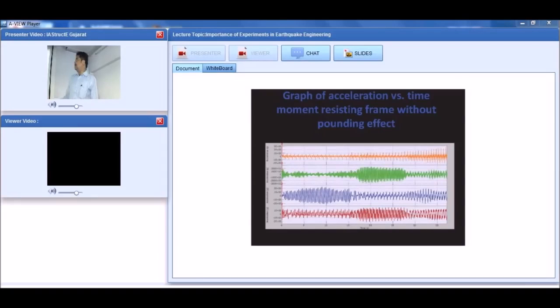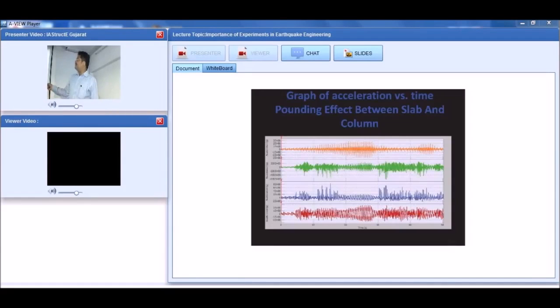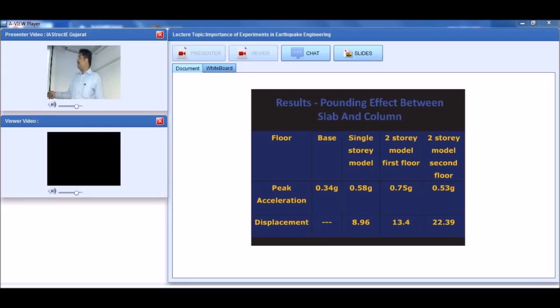Next, you can see the pounding between the slab and the column. You can see the spikes. When the hitting takes place, you will have a spike there. Alright. So you can see the spike here. You can see the spike here when the collision takes place. Next. So here you can see the peak acceleration is 0.34 g.